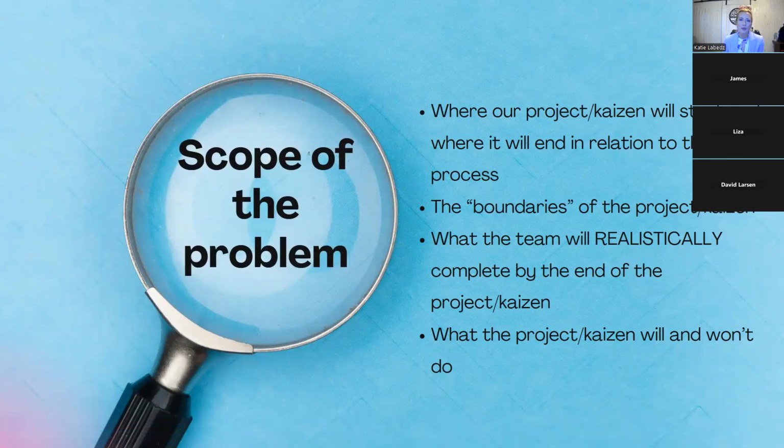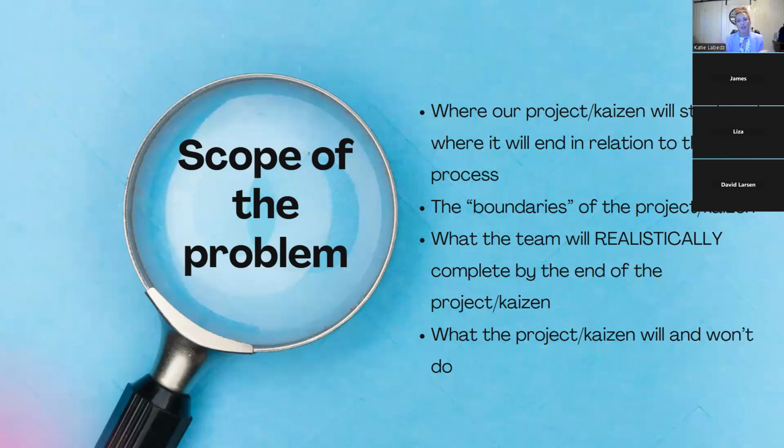And then what is the project scope? So project scope, I always tell people, it is the line in the sand, right? Project scope is telling you the boundaries of a project or a kaizen event. This is where it will start and end in relation to the process, or start and end in relation to time or physical space, physical process.